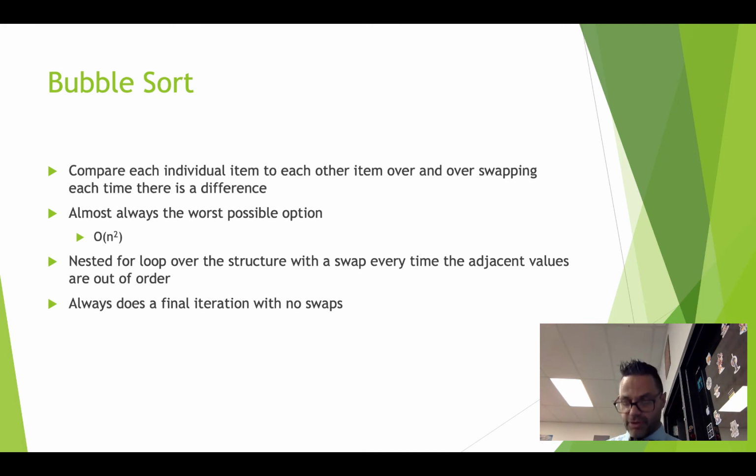So 4 is bigger than 2, okay, swap. 4 is bigger than king? Nope. 4 is bigger than 3, swap. And then we keep on doing that, swapping where needed and not swapping where not.